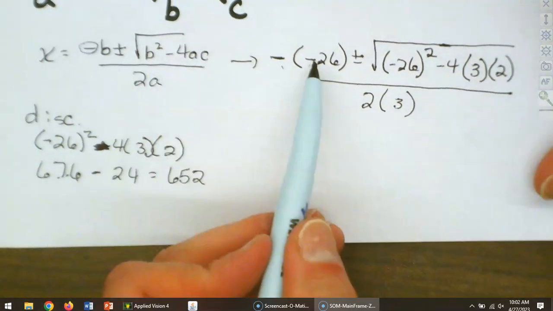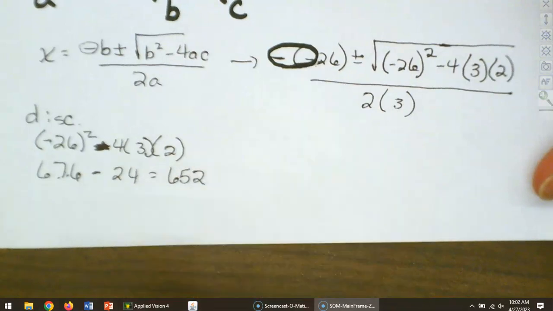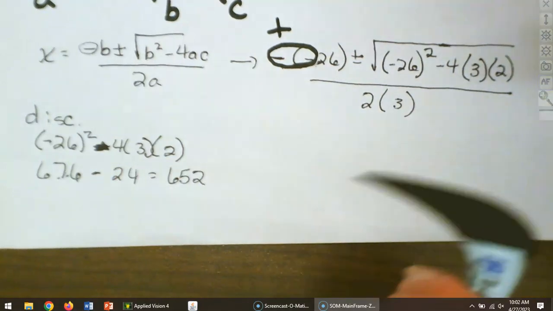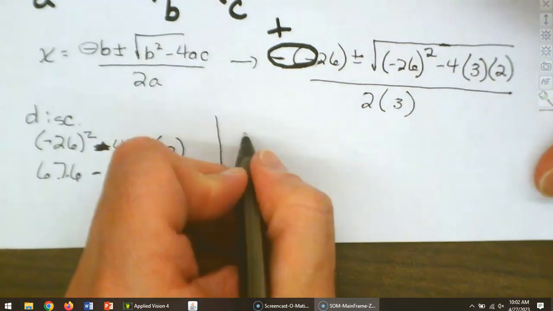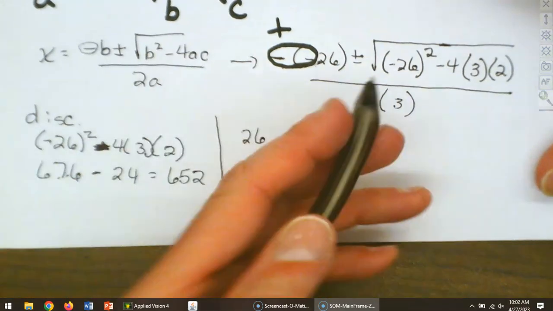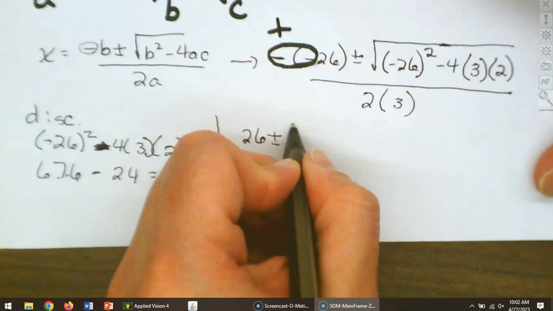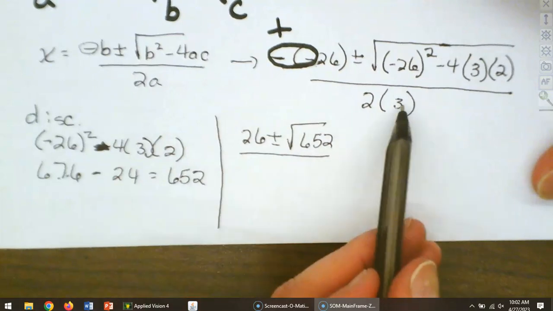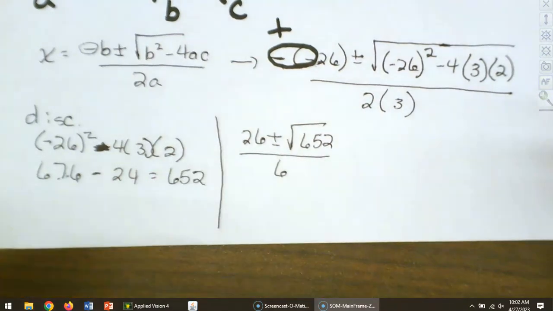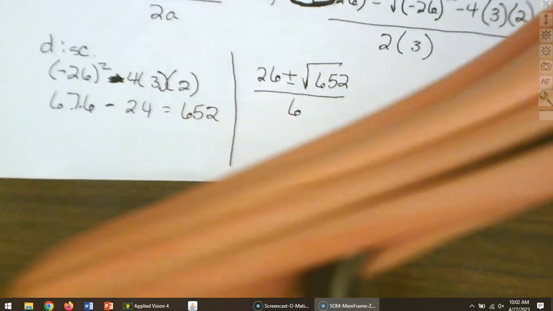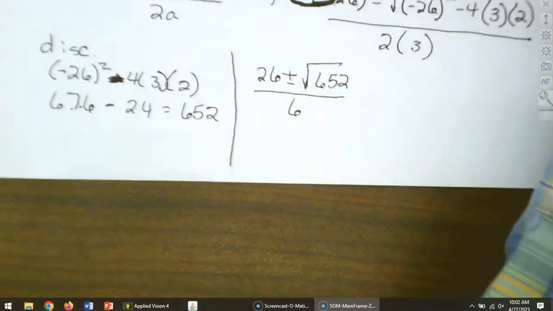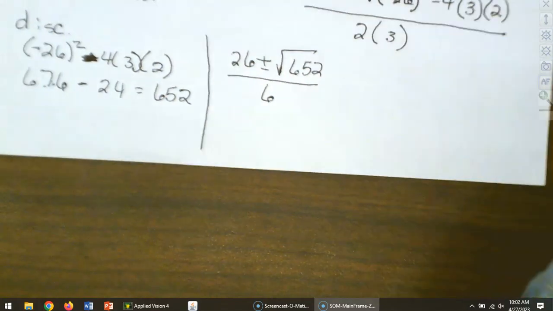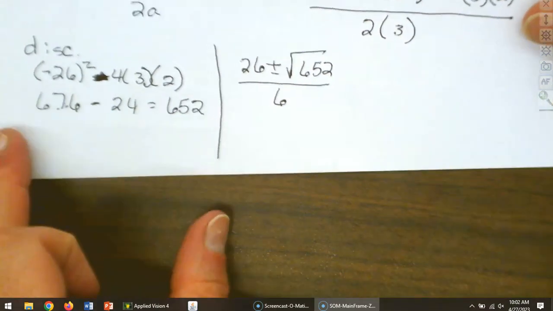Be very, very careful with the signs. The double negative in front of that 26 here is going to make that positive. So when I rewrite it, I'm going to have 26, so it's a positive, plus or minus the square root of 652 over 2 times 3, which is a 6. Now, unlike the last one, when we had that 17, 17 did not break down. But 652, well, it will.